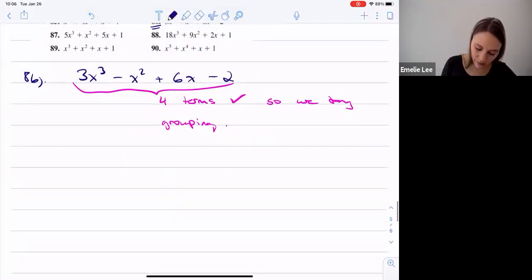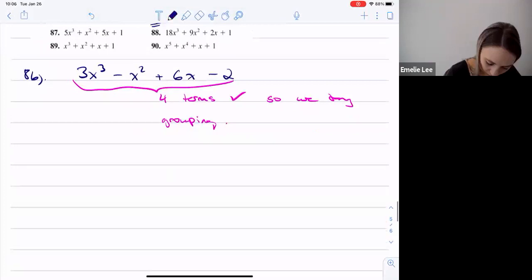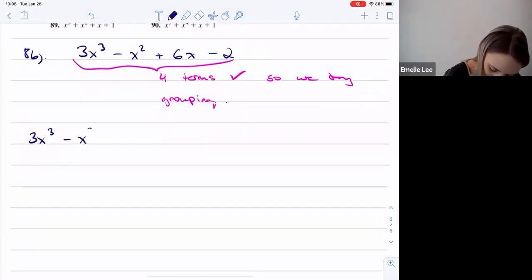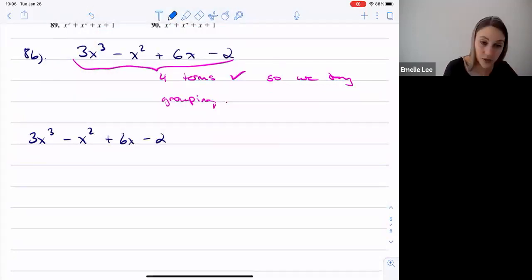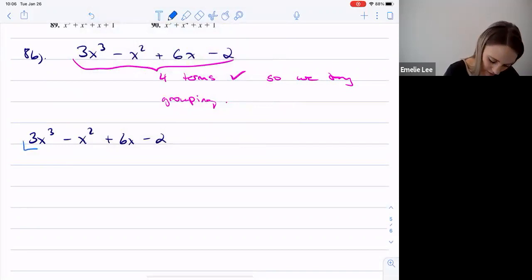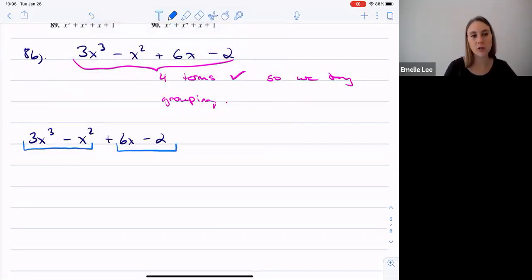Sometimes we have to be a little bit sneaky with how we do things, so you'll see what I mean. 3x to the 3 minus x squared plus 6x minus 2. My go-to would be to group these two terms and these two terms. You can see the problem if you only have 3 terms: you'd be trying to extract one factor out of one thing, and it doesn't really do anything.